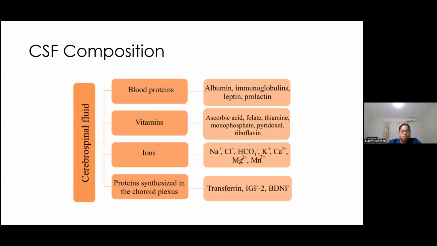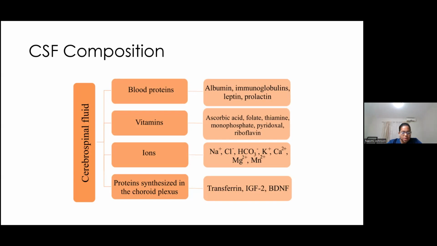So CSF contains blood proteins such as albumin for protein transfer, immunoglobulins, leptin, which is multifunctional, and prolactin. Vitamins for all its metabolic processes, so ascorbic acid, folate, thiamine monophosphate, pyridoxal, and riboflavin. Ions that create electric channels, so sodium, chloride, bicarb, potassium, calcium, manganese, and magnesium. And the proteins synthesized in the choroid plexus, which are transferrin, IGF-2, and BDNF.